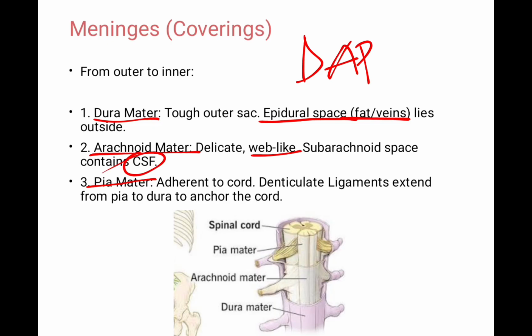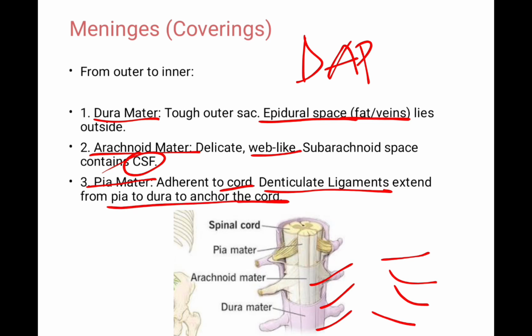We have the pia mater, which is adherent to the spinal cord and has the denticulate ligaments, which are tooth-like projections from the pia mater. They extend from the pia to the dura to anchor the spinal cord. They are tooth-like in nature.